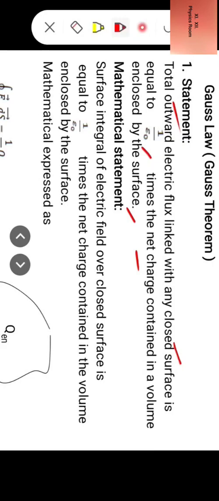Now, mathematical statement. How do we give the mathematical statement? Surface integral of electric field over closed surface is equal to 1 by epsilon 0 times the net charge contained in a volume enclosed by the surface.